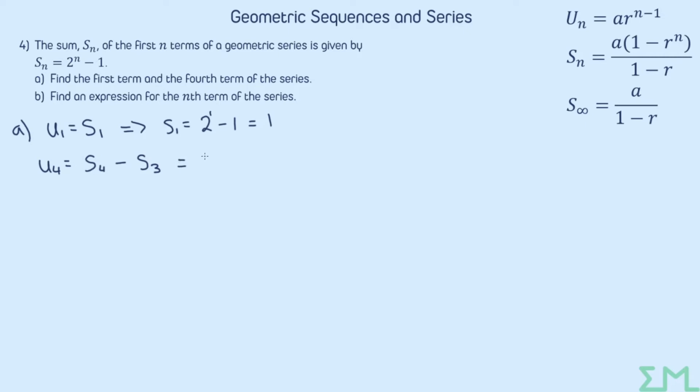So S4, that would be 2 to the 4 minus 1, minus 2 to the 3 minus 1. So 2 to the 4 is 16, so that would be 15, minus 2 to the 3 is 8, 8 minus 1 is 7, 15 minus 7 is 8. So we've got A and we've got our U4.